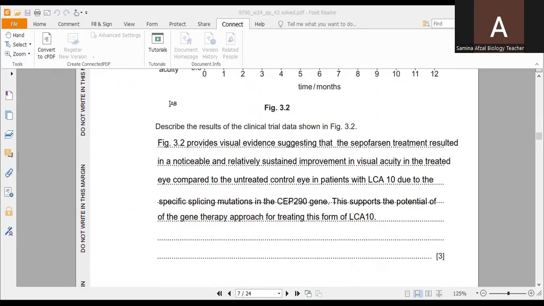Now describe the results of the clinical trial data shown in 3.2. I have told you that the results of the clinical trial data show this.